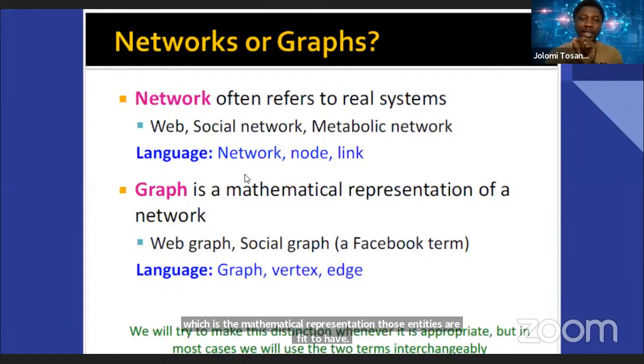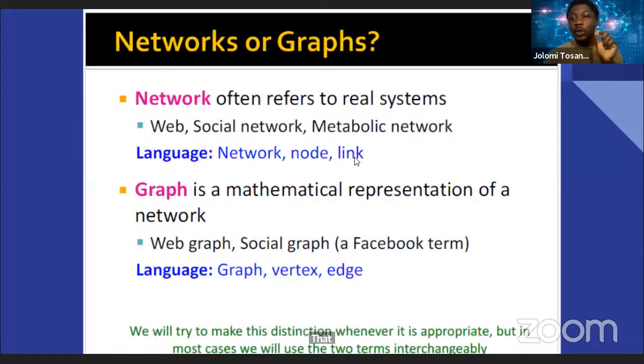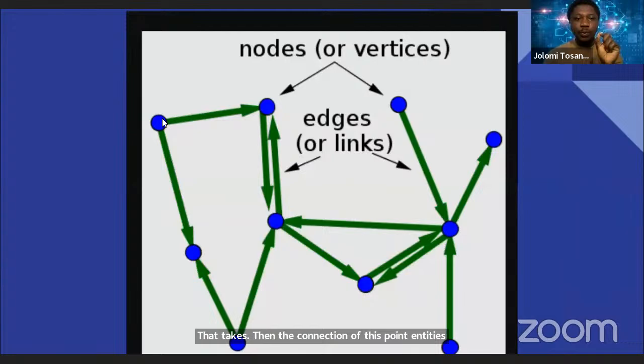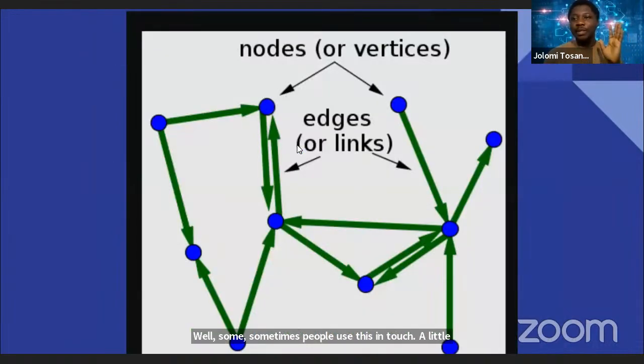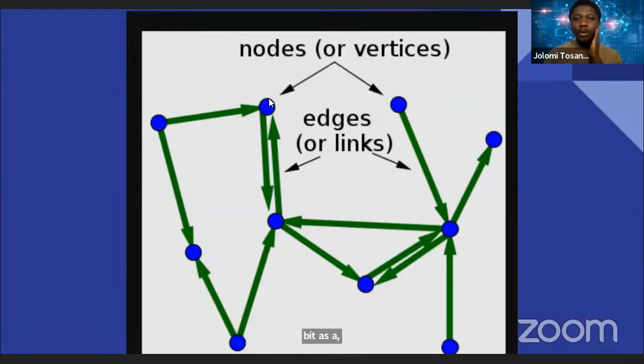Then the connection between entities, for those that call it network, they call that connection a link. So here they say there's a link between node A and B, while those that call it graph, they call those links edges, right? But sometimes people use these interchangeably, but it doesn't matter so long as you get the idea, right? So sometimes you find me calling these nodes or vertices, or you may find me calling this a link or an edge, but it's just the same idea basically. So if we start with this basis, we can use this building block to build a complex network and analyze networks. So let's dive in right now.